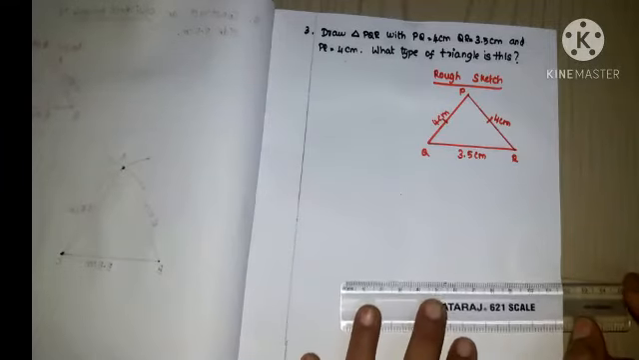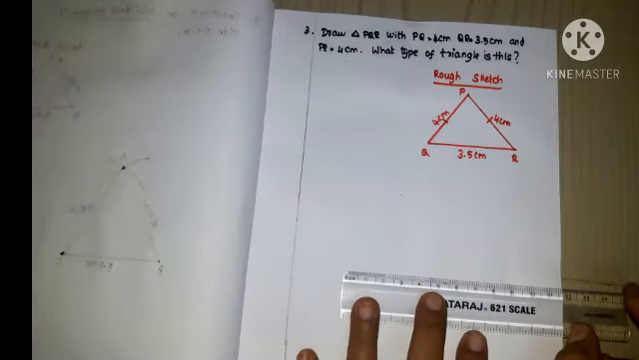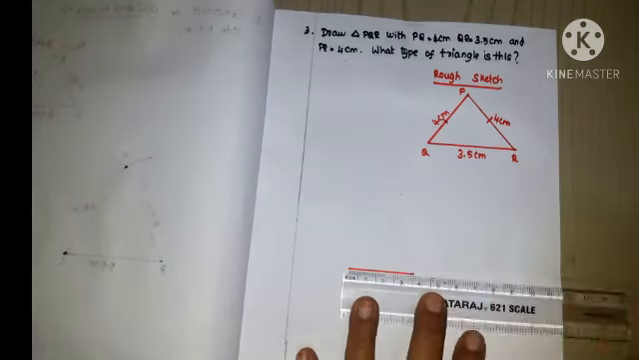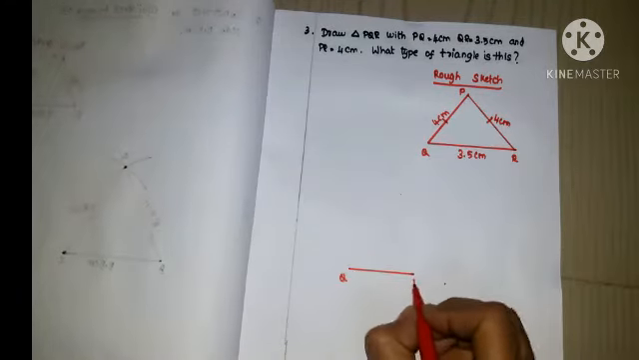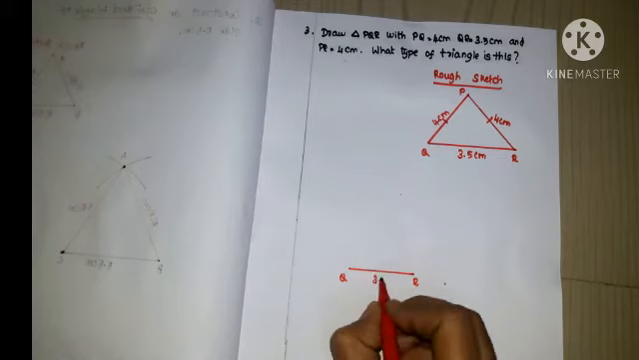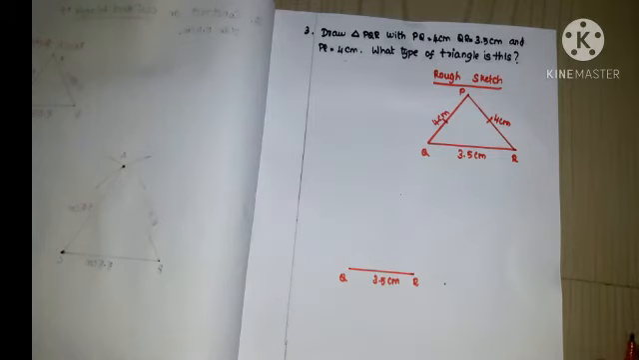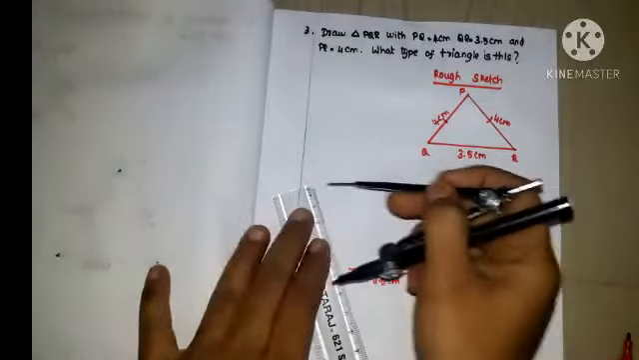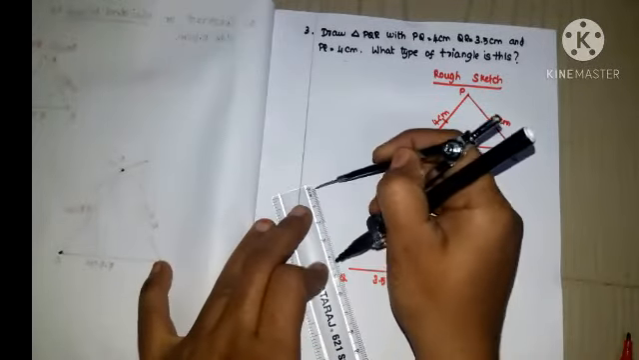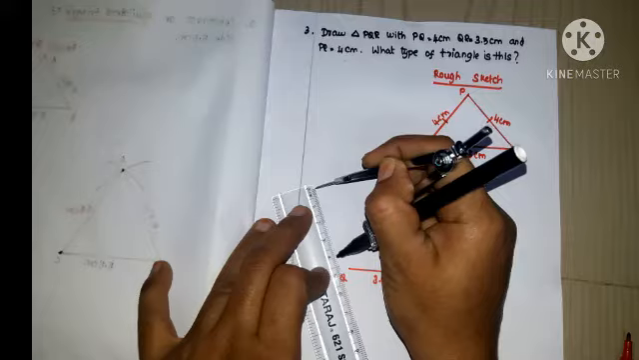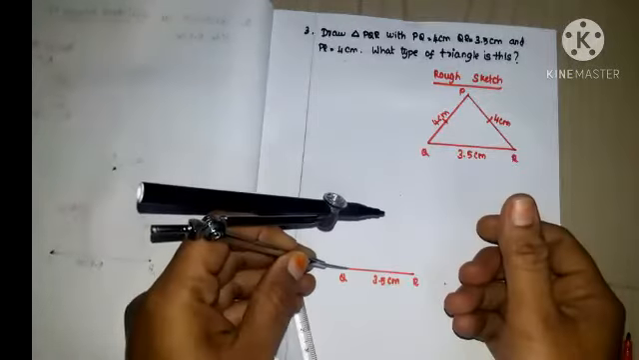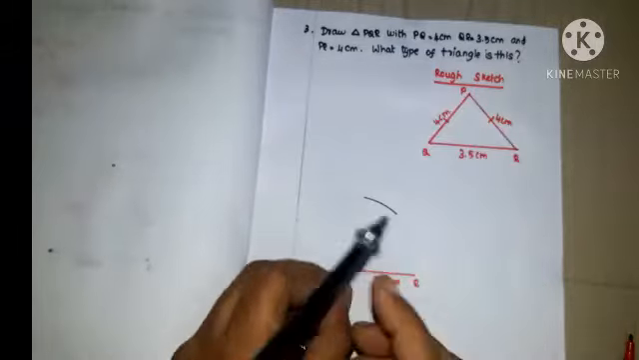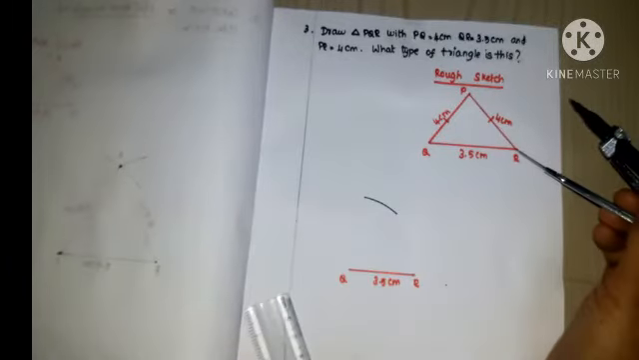Okay, so let's go with the main picture. QR is equal to 3.5 cm. Okay, 3.5 cm, named as QR and 3.5 cm. Now from Q to P I am having 4 cm. So fix the needle at 0, adjust the pencil tip till 4 cm. Now keep the needle at Q and draw one arc. So similarly I have to draw from R.